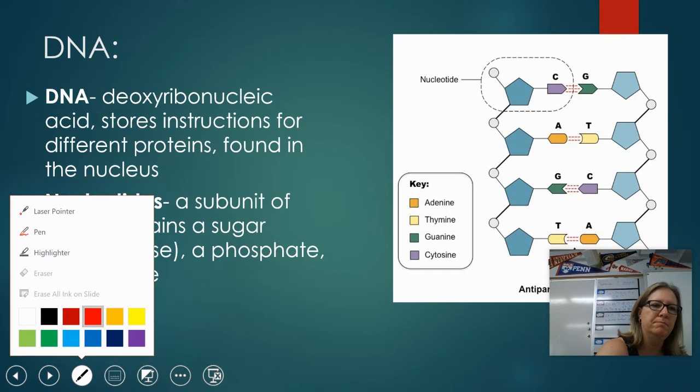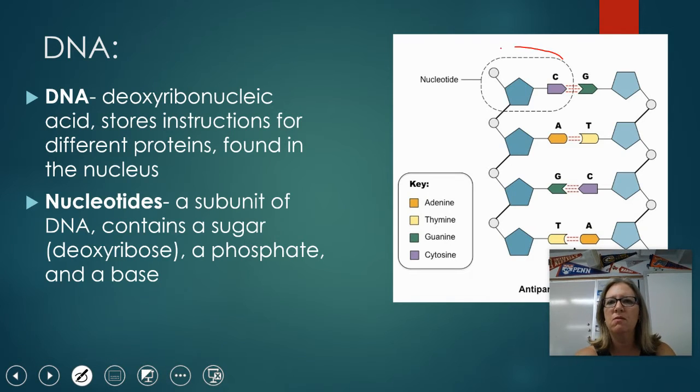Let me get my pen. So you can see right here, this would be just one section of DNA. And each nucleotide has 3 pieces. It's made of a phosphate, a sugar, that's the deoxyribose, and then this thing known as a base, okay?